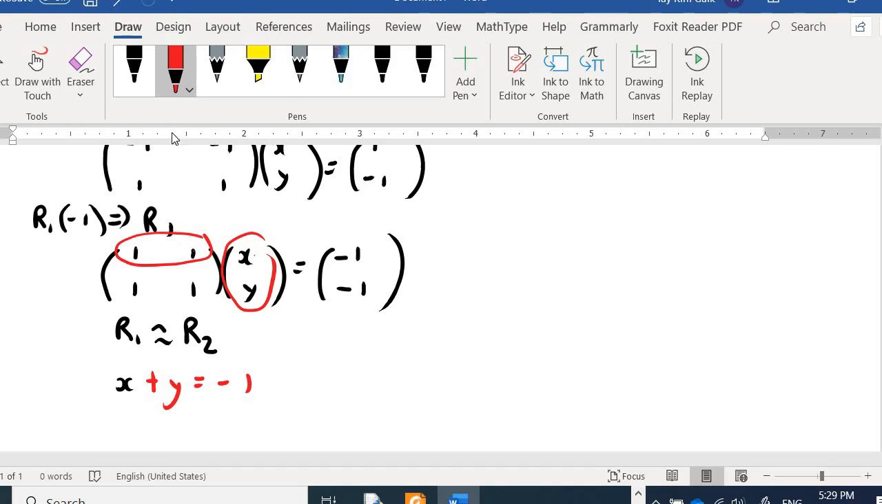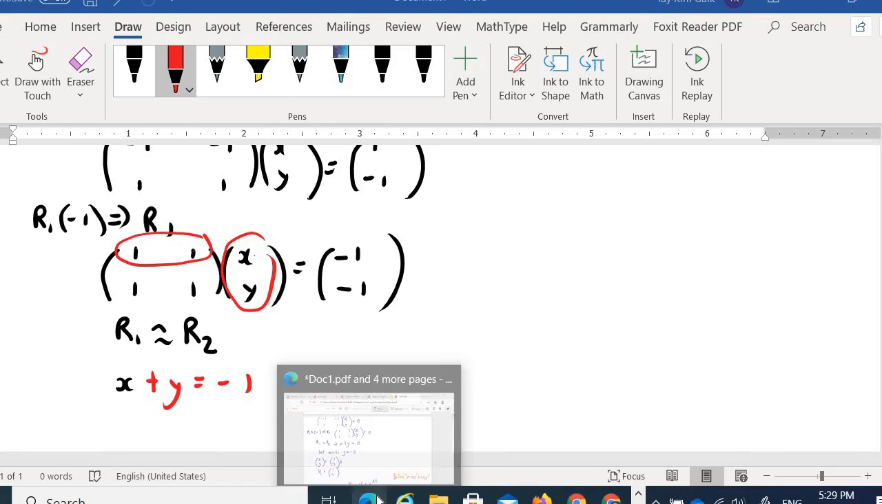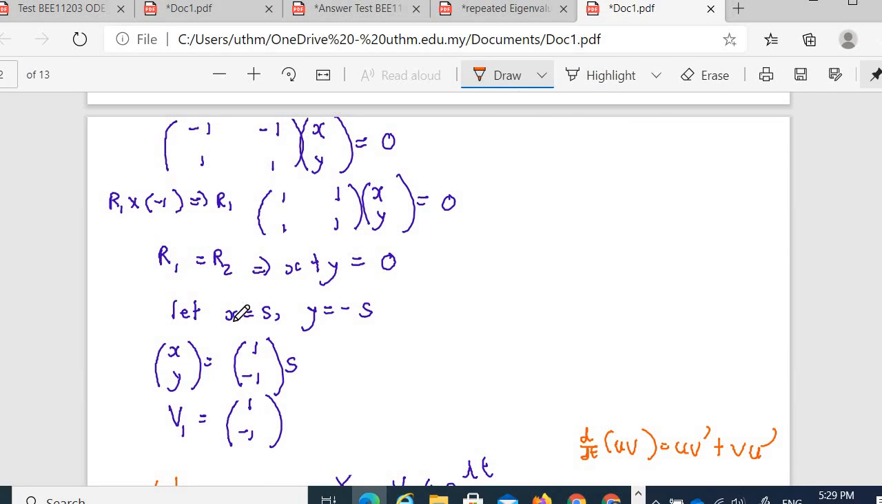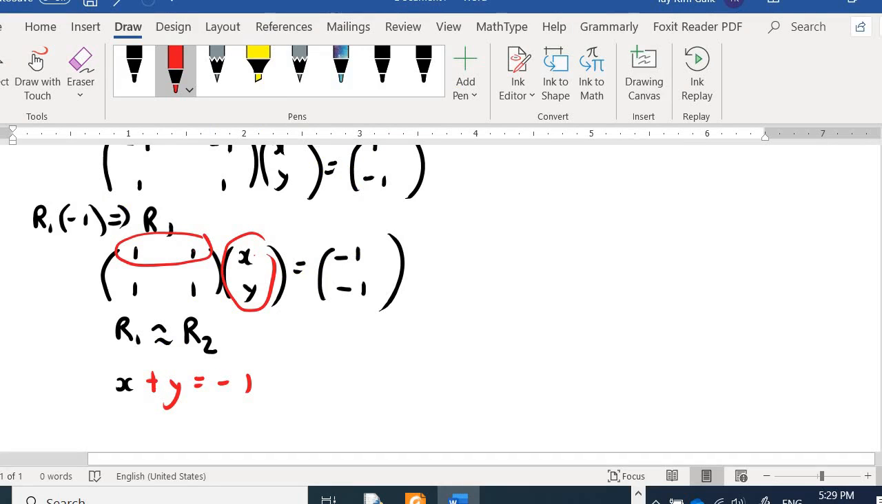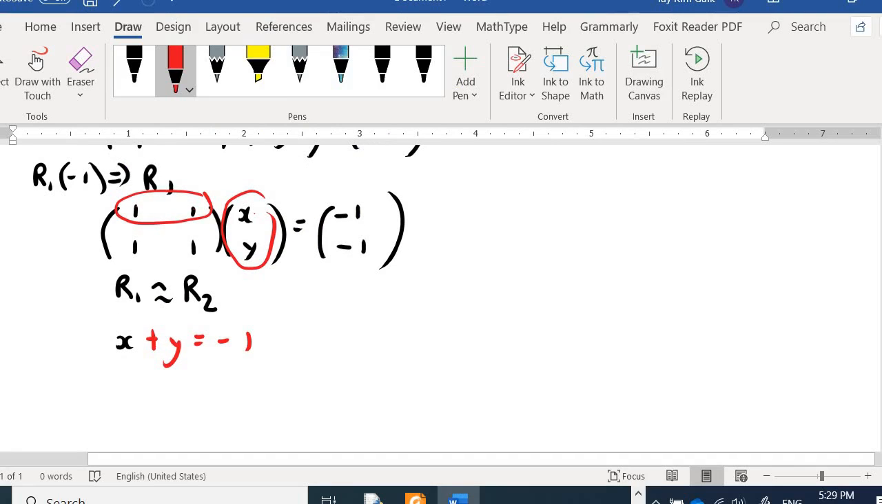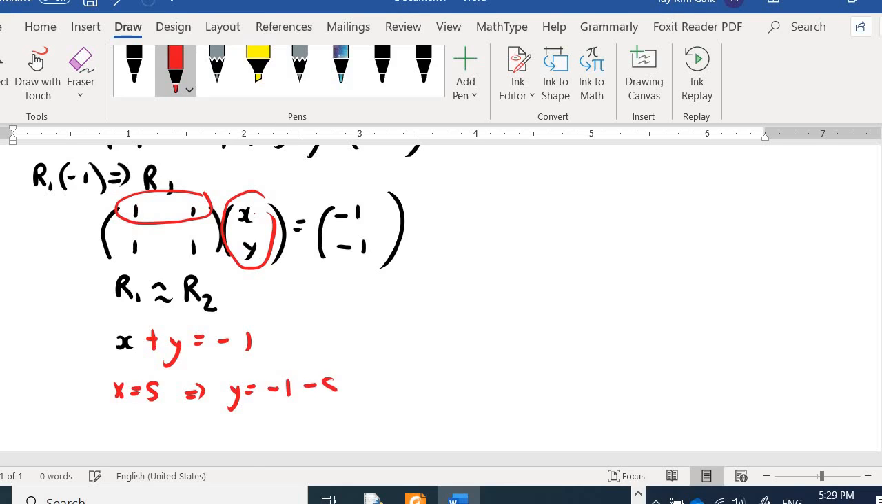For repeated eigenvalue, it's very important you make the same assumption. If just now you let x equal to s, in finding your V2 you must also let x equal to s. This is only for repeated eigenvalue. So you have to make the same assumption, x equal to s. So your y will be negative 1 minus s.